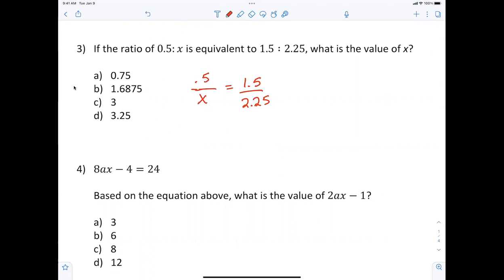And then when we cross multiply, of course, 1.5x is equal to 1.125, if I'm not mistaken. Everybody good with that? And then when you divide, x is equal to, I believe it was 0.75. Yeah. All right. Everybody's good.